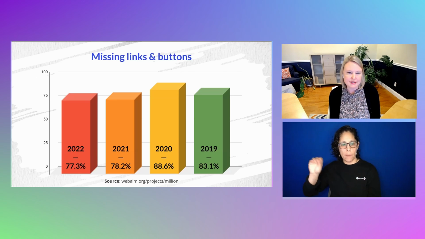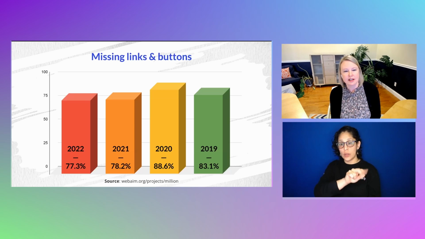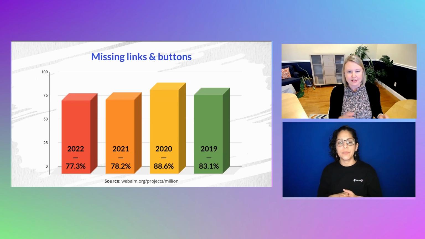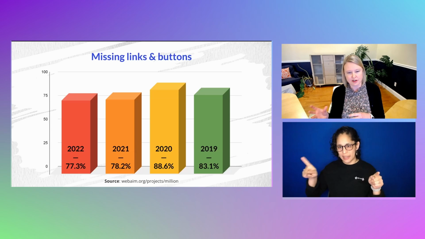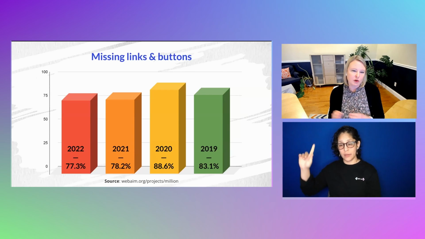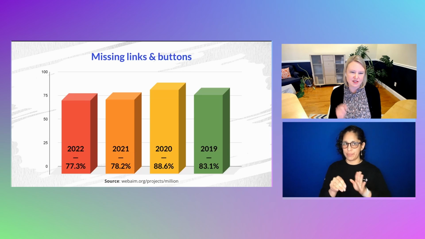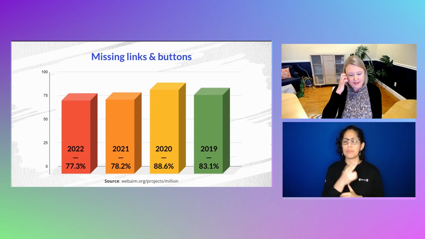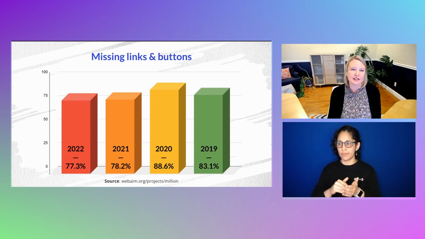2020, we had 88.6%. In 2021, 78.2%. And in 2022, 77.3%. And if you break that out and just look at links versus buttons, links are trending down. So it started out at 58% in 2019 to 50% now, whereas empty buttons have a different trend. They're going up. So 25% in 2019 and now 27.2. So it's a little bit of an increase. But you can see that, again, across the board, there's not been a lot of change in this area.